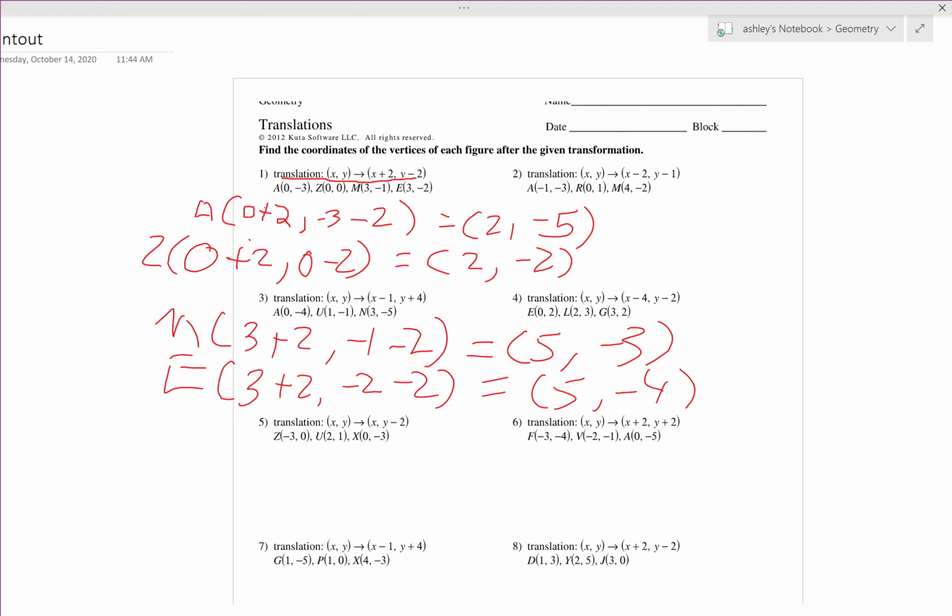What we're going to move on to after this is how to graph all of this and to see your translation. But I want you to just practice this adding and subtracting and make sure we have that down.